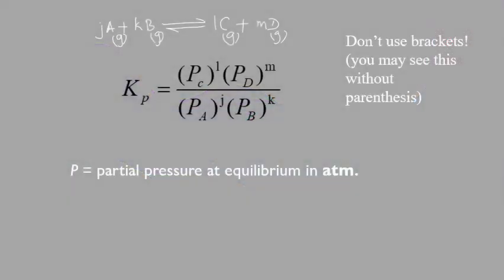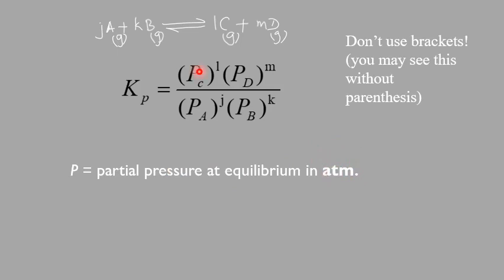Consider the equation jA + kB gives lC + mD. We can write the Kp expression for this reaction by putting Kp, and instead of putting brackets we are putting parentheses, and we are putting a letter P, which stands for the partial pressure at equilibrium, and the unit of that pressure will be in atm.